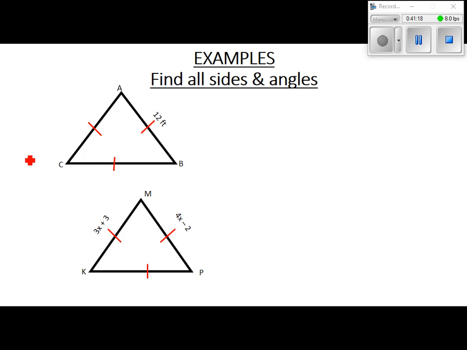Some examples here. Find all the sides and all the angles. So if this is an equilateral triangle, because we know all the sides are the same, then this side's 12 feet. This side has to be 12 feet. If it's equilateral, it has to be equiangular, so this angle's 60 degrees, that angle's 60 degrees, that angle's 60 degrees.